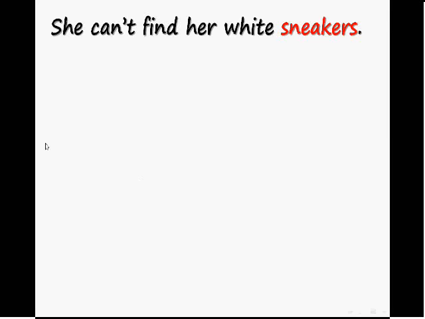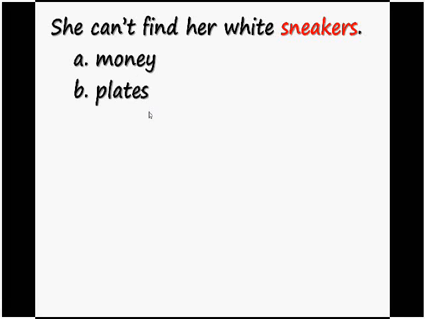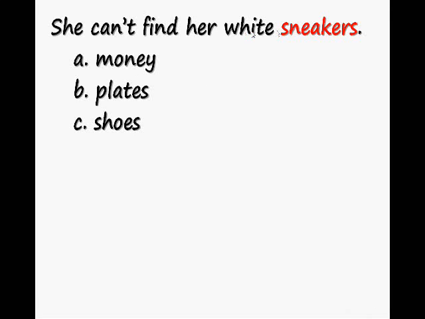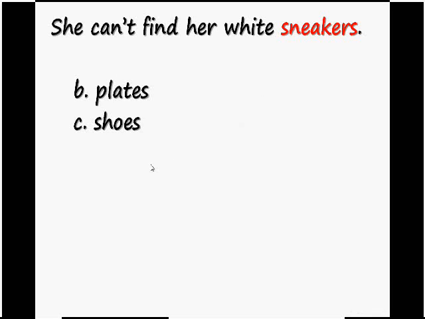But if we look at the same sentence by adding a new word, like, she can't find her white sneakers. Now white gives me a clue to guess the meaning of the word sneakers. Again, the options are the same. Money or plates or shoes. But because I have the word white added, I'm going to eliminate the word money, because I didn't find at all white money. It doesn't apply here. So now I can find white plates or white shoes.